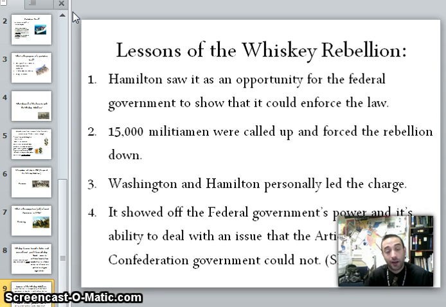All right, and again, this is symbolic, as we said in class, because it shows the might of the federal government, the presidency, the executive branch, and how it's able to maintain its strength under this new Constitution, unlike under the Articles, where there actually wasn't even a president, right? And they were not able to exert this kind of force when needed to suppress a rebellion like this. And basically, it just shows the federal government can keep order in this new country. So it showed off the federal government's power and its ability to deal with an issue that the Articles of Confederation government could not. And an example there, like an issue that Americans couldn't deal with under the Articles, was Shays' Rebellion.